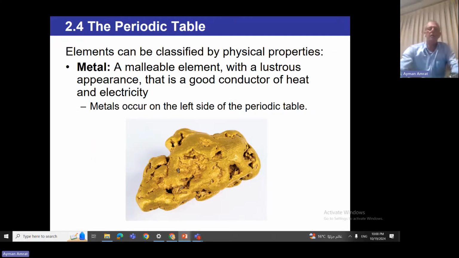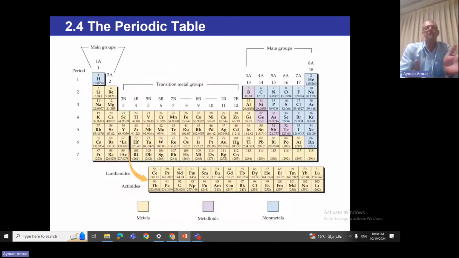In the periodic table, the elements are classified into 3 main categories. All elements on the left side of the periodic table are metals, in yellow color, and elements on the right side of the periodic table are non-metals, while in step stairs in purple color, metalloids. Metals, non-metals, and metalloids.